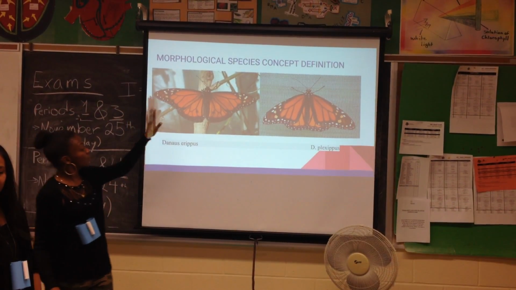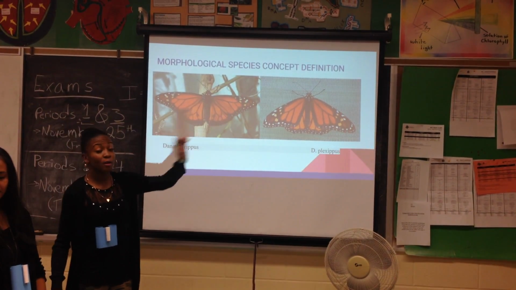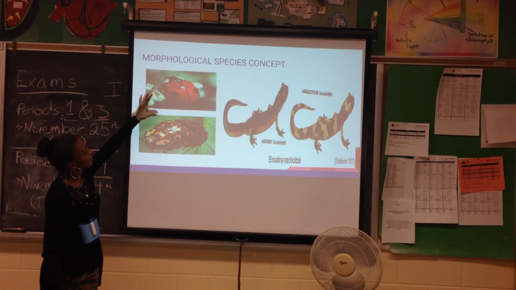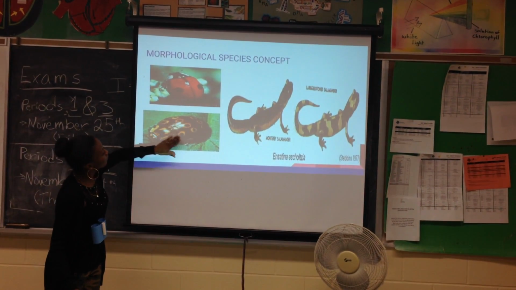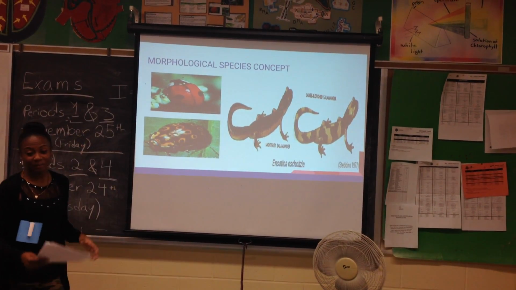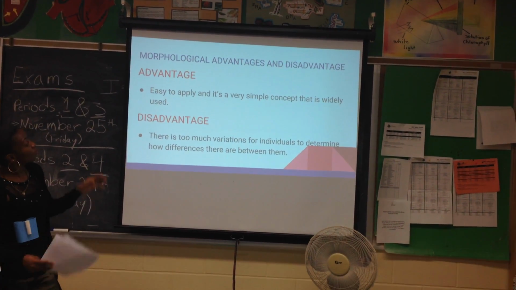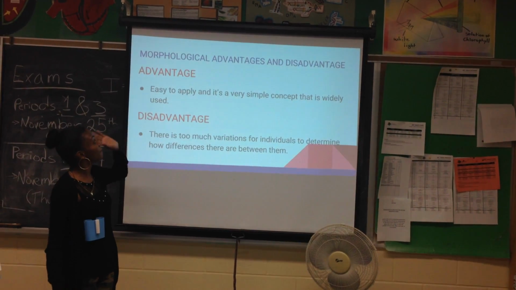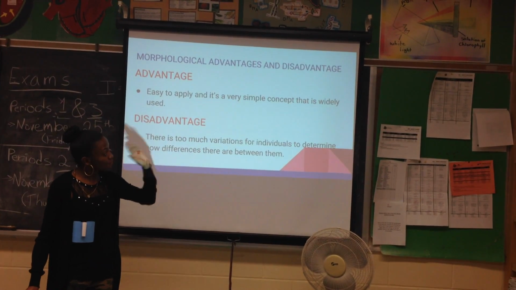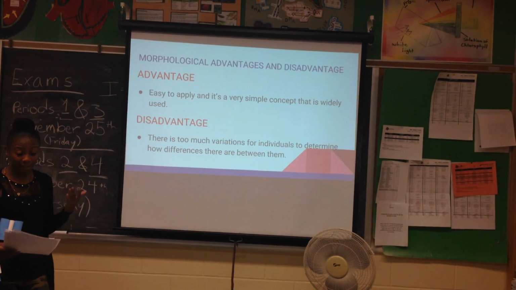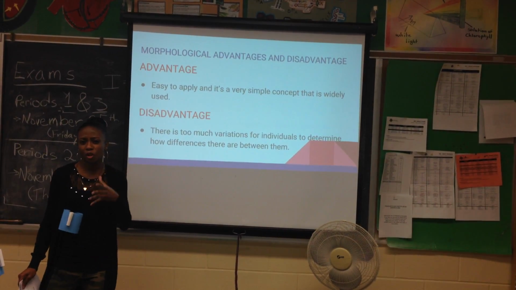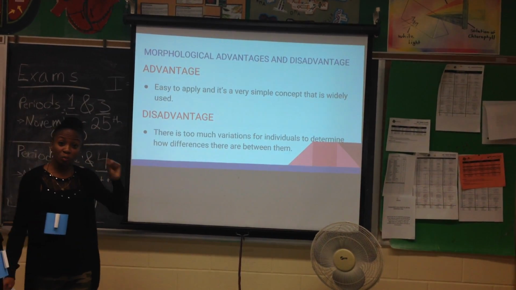Here's an example of the morphological species concept. They look alike, but they are not exactly the same. This is another example where the ladybugs have the same features, but they have different structural features as well as colors. The advantages and disadvantages of the morphological species concept: one, it's an easy and very simple concept that's used worldwide by scientists. The disadvantage is there's too much variation for scientists to determine how different they are from each other.